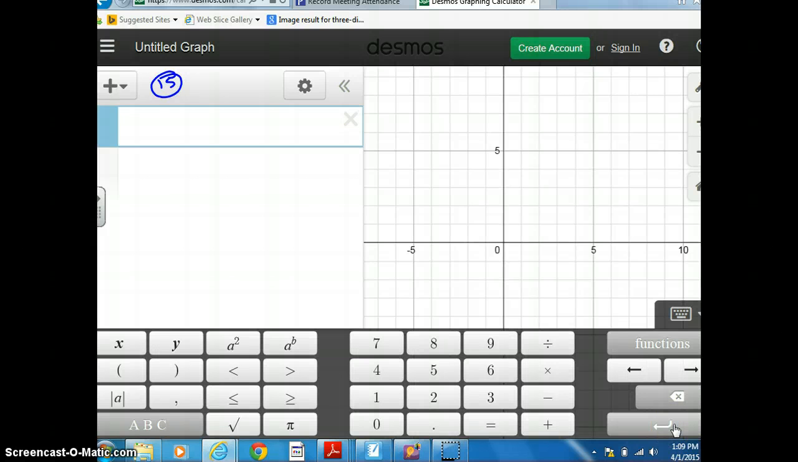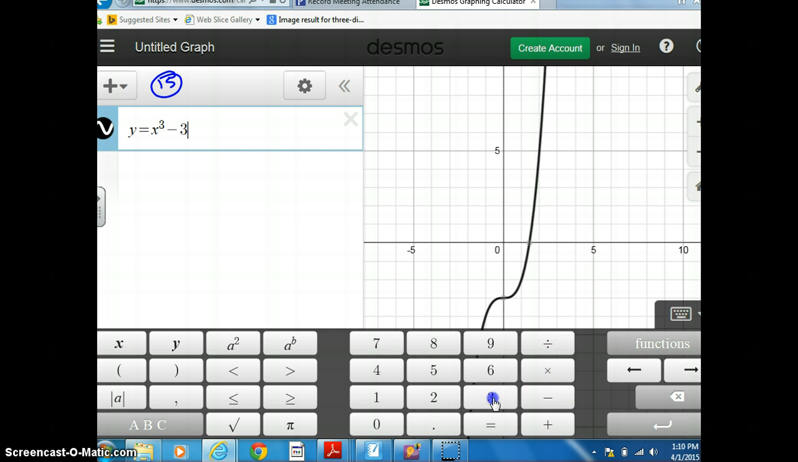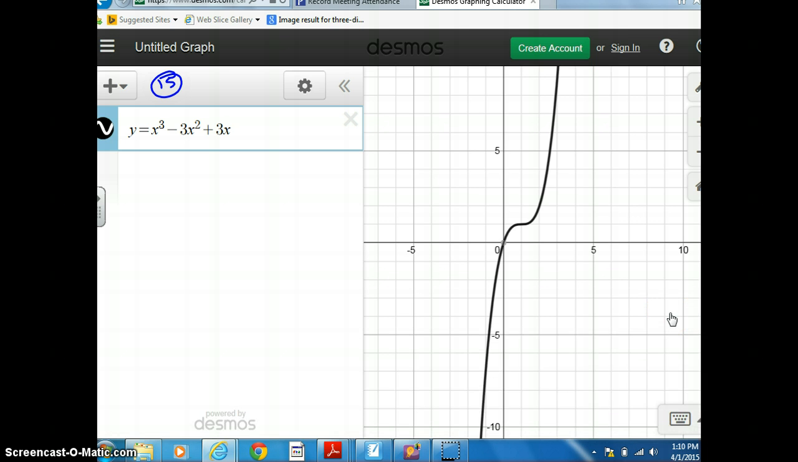Our graph is y equals negative x cubed minus 3x squared plus 3x. So there's our graph. It wants to know if we have a maximum or minimum value.